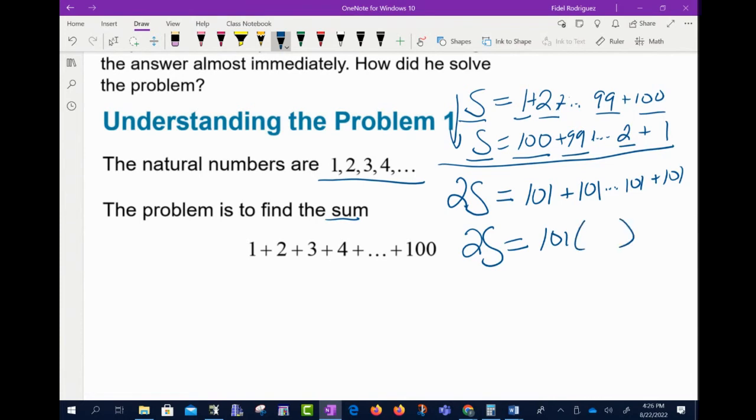Now we got to figure out how many times are we doing this? Well, how many numbers do I have as I go across? Well, we got 100 numbers. So we're adding up the number 100 times. Let me fix that again.